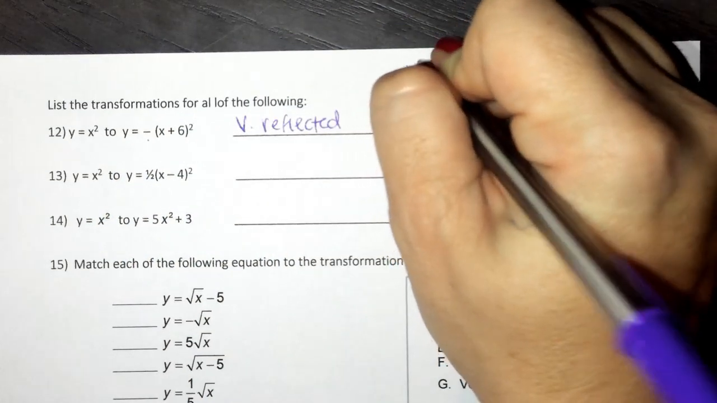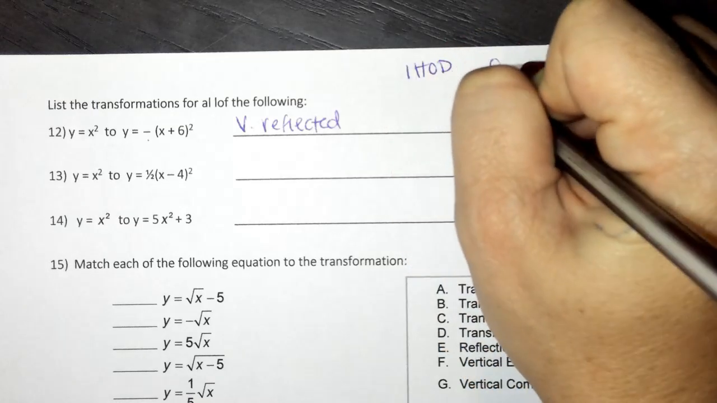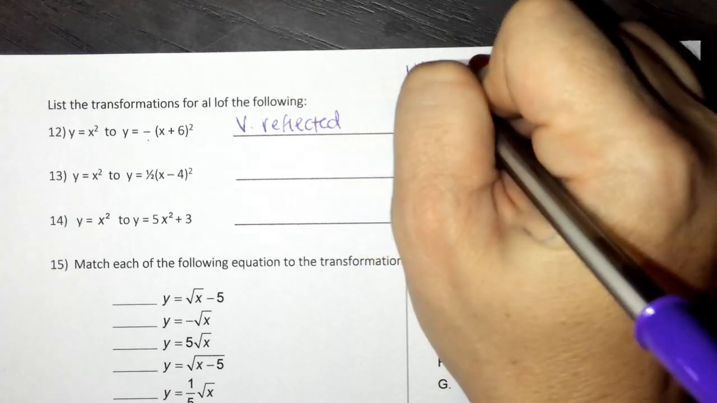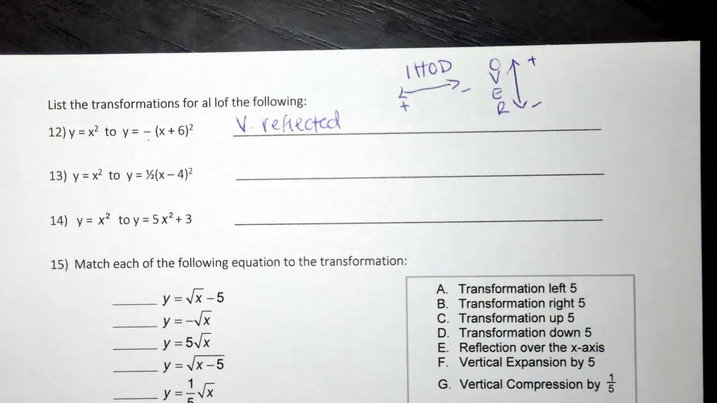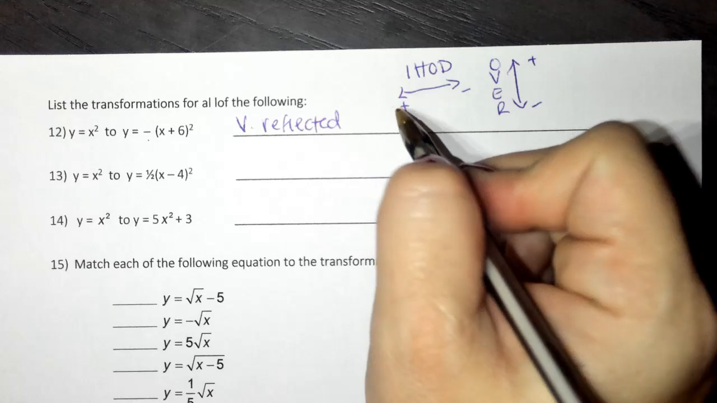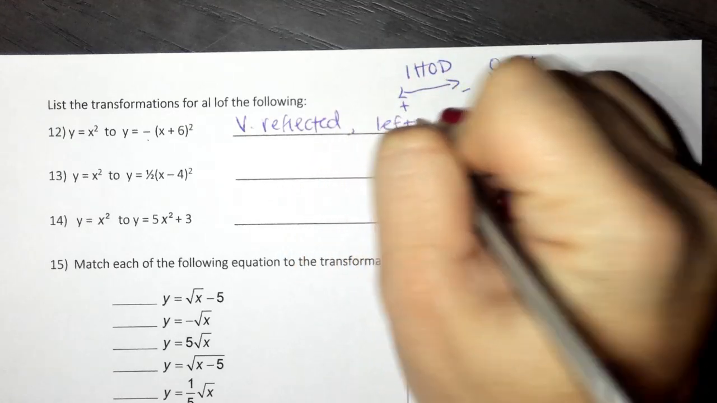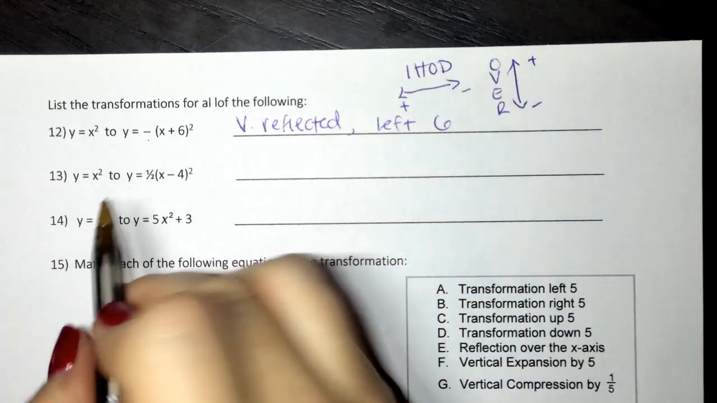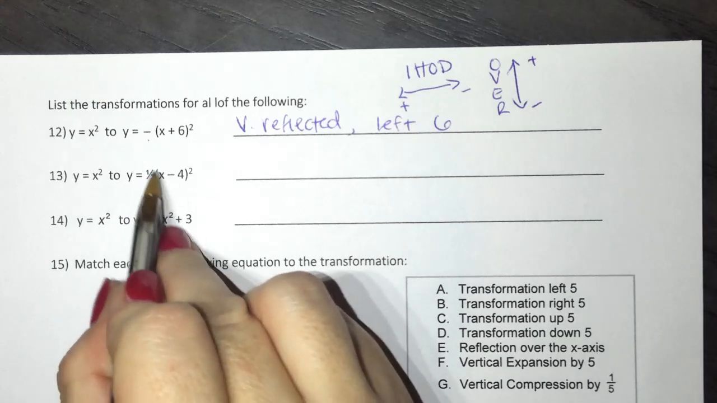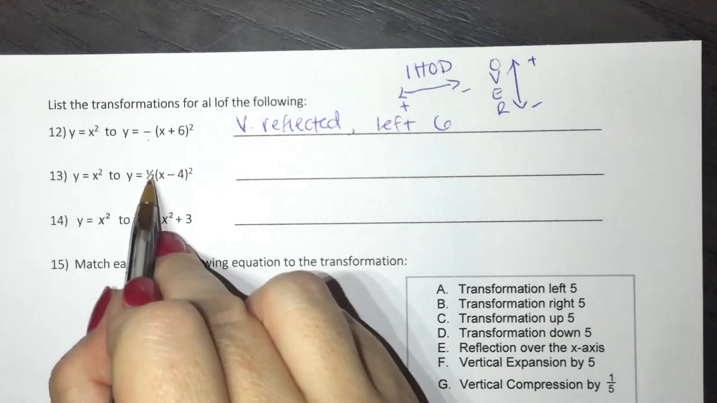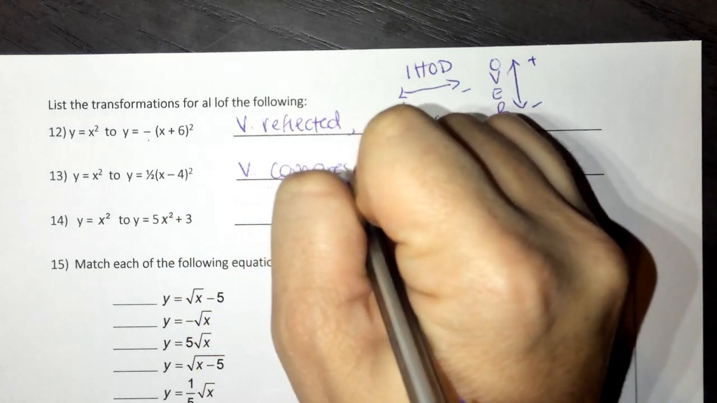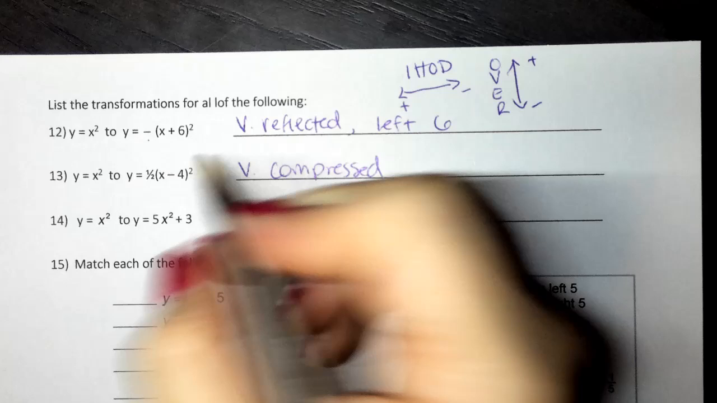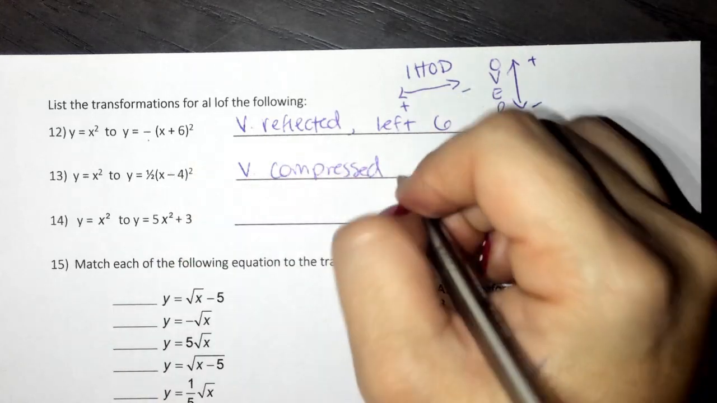So if we need to write it over again, okay, well I know +6 on the inside means left 6. So there's that one. Now here, remember, a number between 0 and 1 tells me that it's vertically compressed, so it gets wider. And then -4 on the inside means right 4.